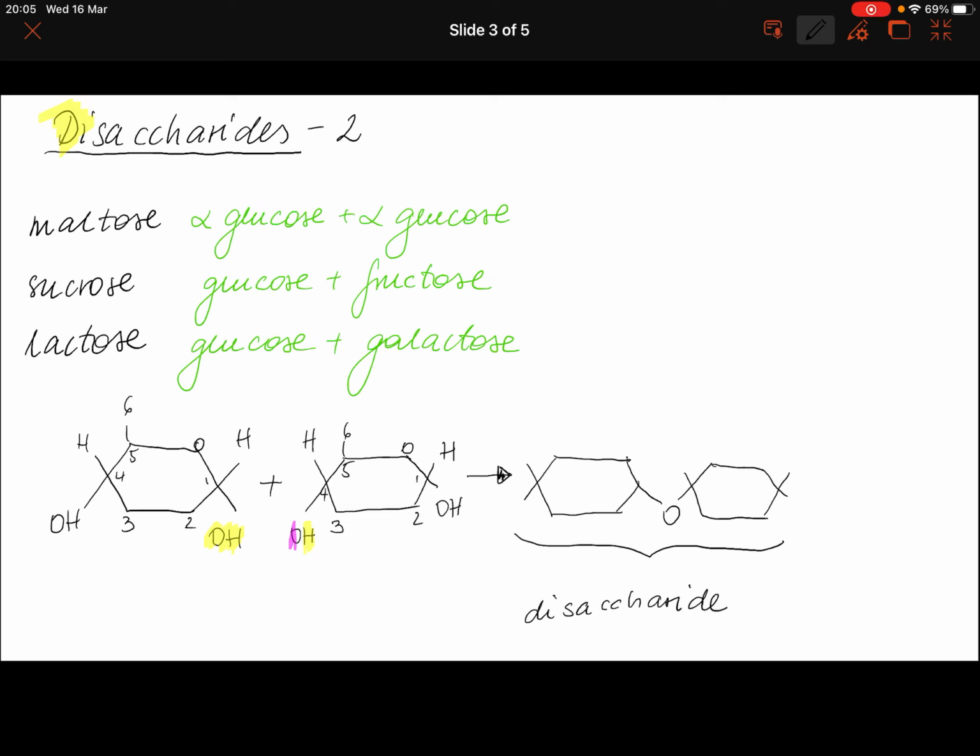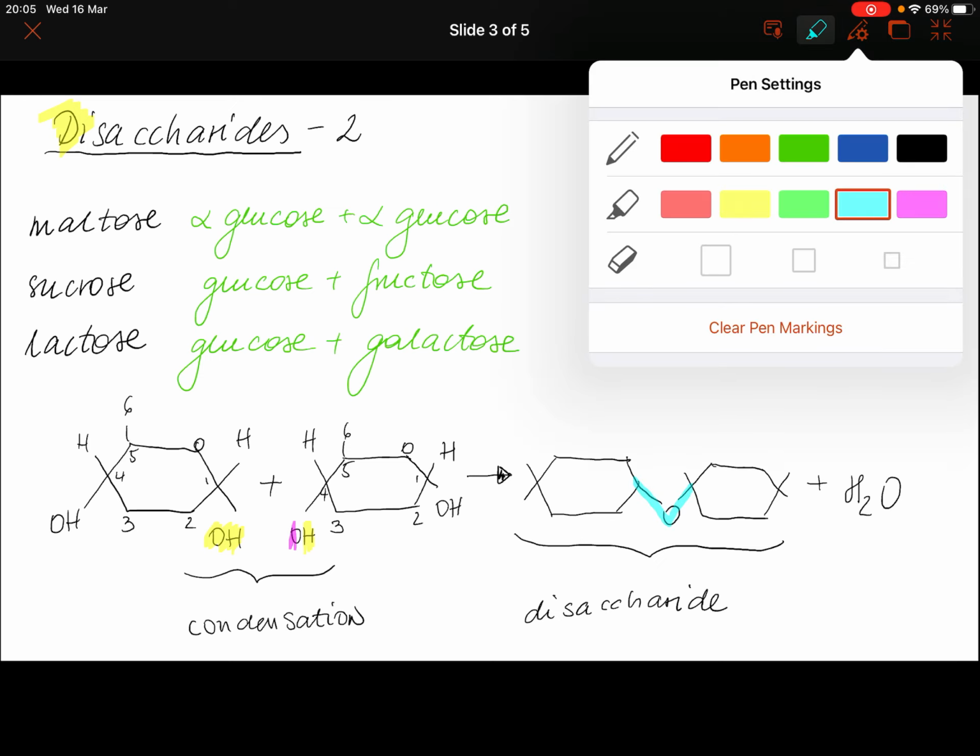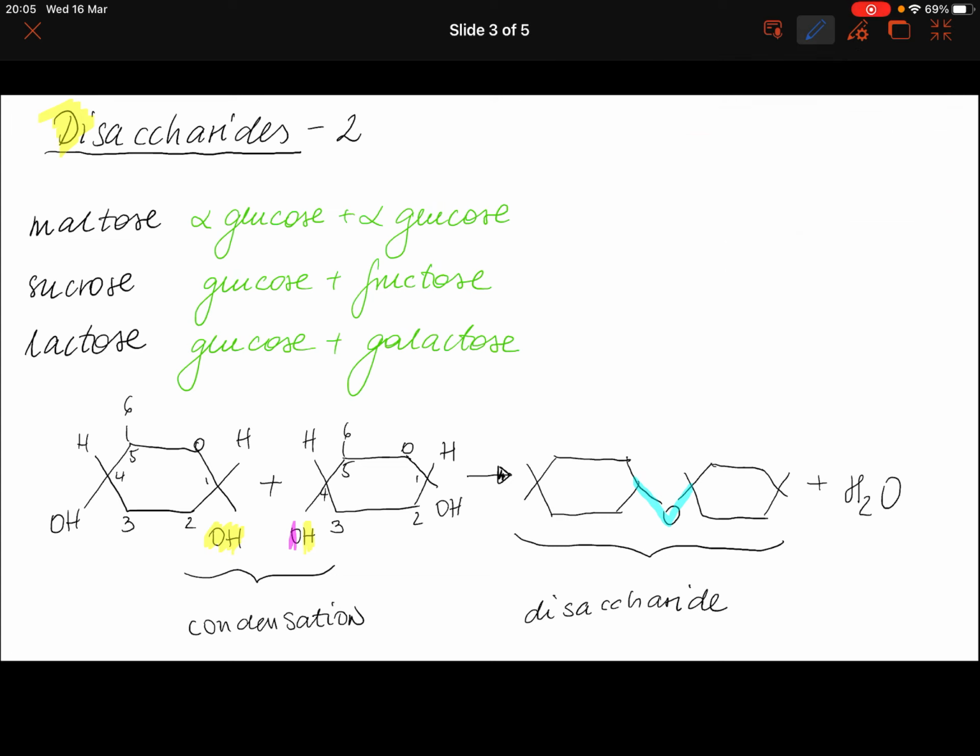That's maltose. Don't forget, through the condensation reaction we remove the water molecule, hence water is the product. And as the effect of the condensation reaction, we were able to join those two alpha glucoses together. They formed a bond, and that bond is called a glycosidic bond.